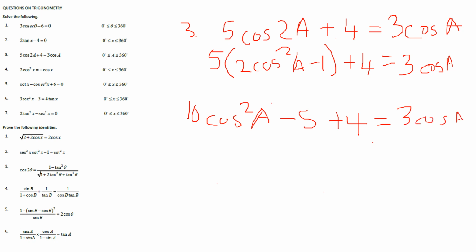Okay, so cos a, we're just going to treat it as x. We see now we're going to have a quadratic. It's cos squared, it's like x squared, x, and constant. So it's going to be a quadratic equation. So I'm just going to transpose this one here and put it on the other side. So you're going to have 10 cos squared a. That one, when it comes to this side, is going to be minus 3 cos a minus 5 plus 4 is going to be what? It's going to be minus 1.